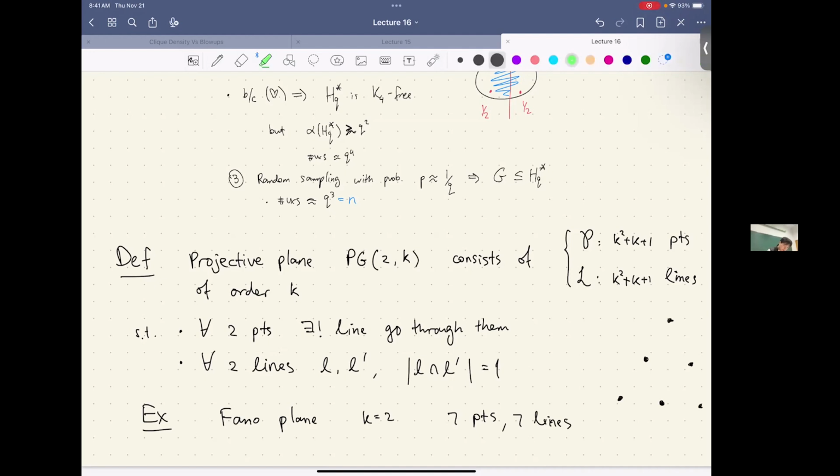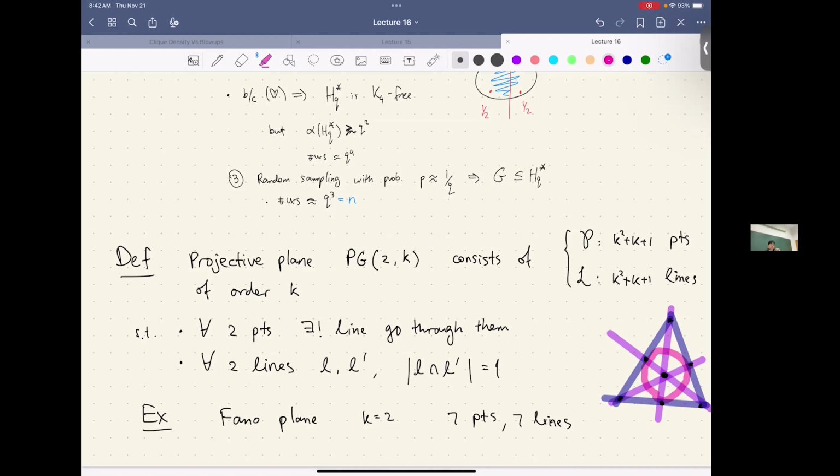So the 7 lines are, you have these outer lines, 1, 2, 3, and you have these cross lines. Let's say here, here, here. This is the 7th point in the middle, and you have one more line that goes like this. Okay. This is the final plane.